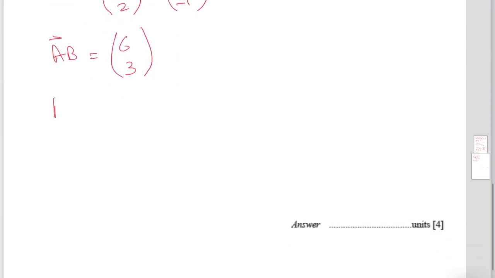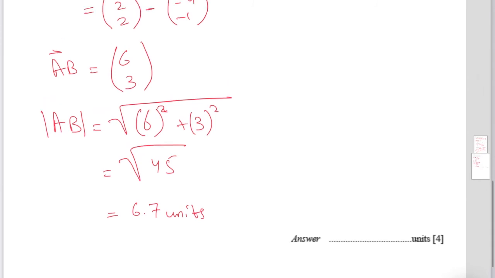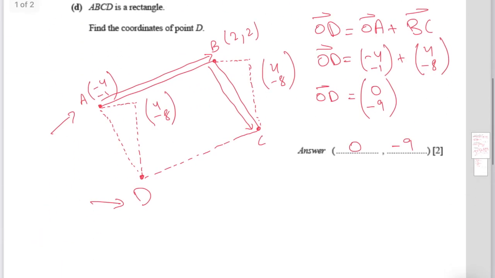Now let's find the magnitude of AB, which will prove to be the length. So you square 6, and you square 3. When you do this, you get the square root of 36 plus 9, which is root 45. Let's plug it into the calculator. Root 45 comes out to be 6.7 units. Okay, now we have AB. That means we have two of the lengths of the rectangle. So let's find the other length, which is going to be BC.